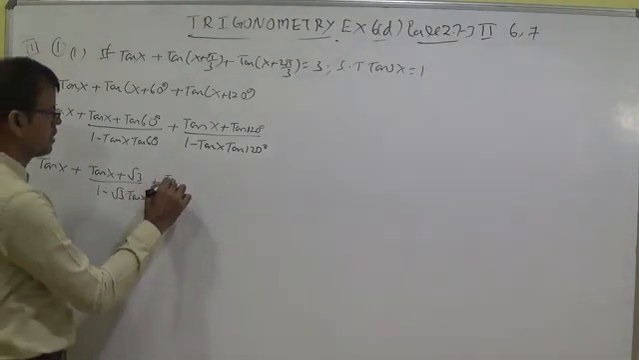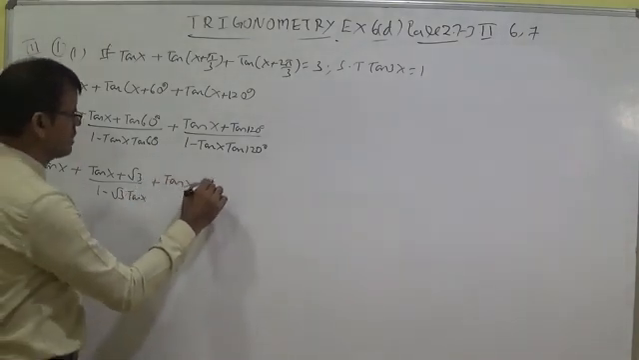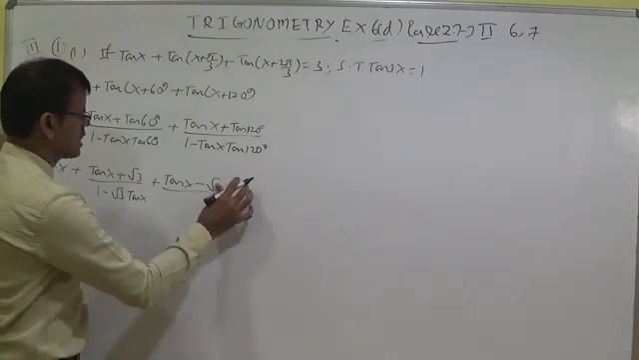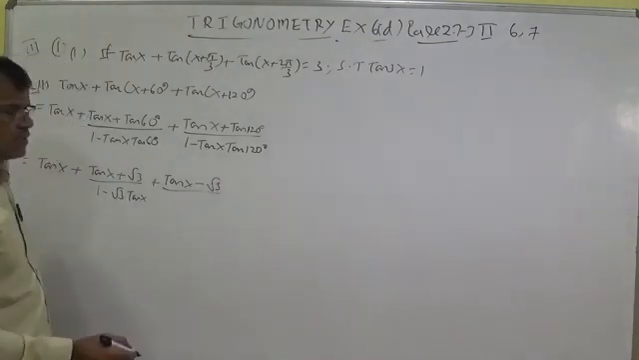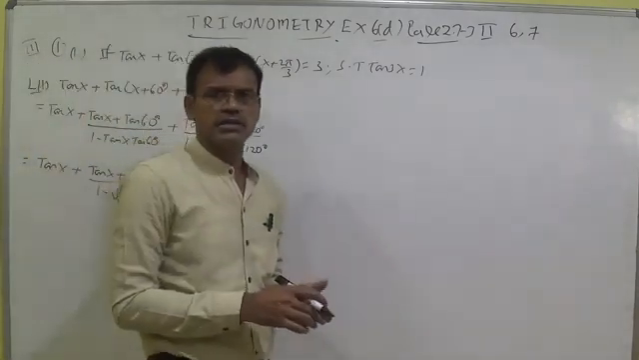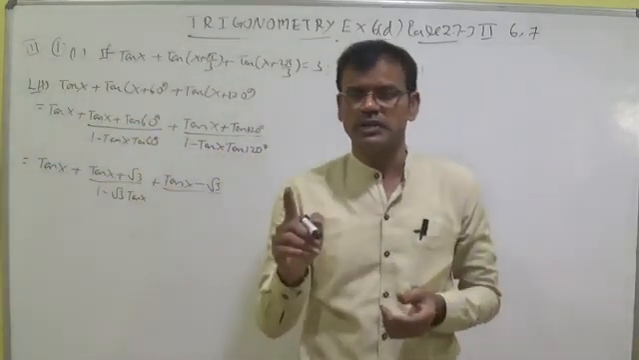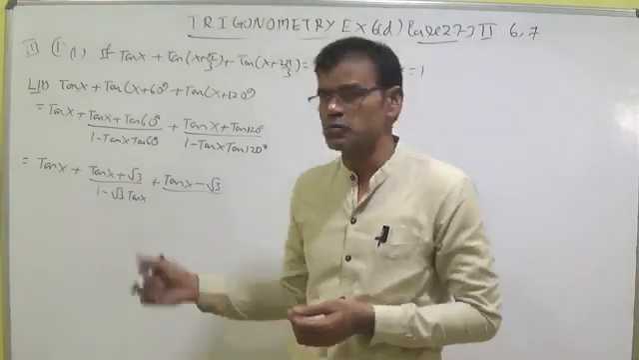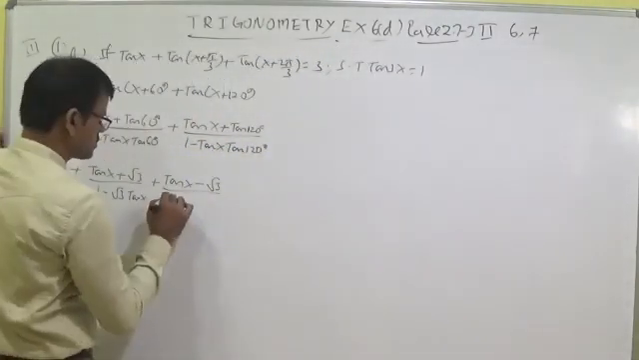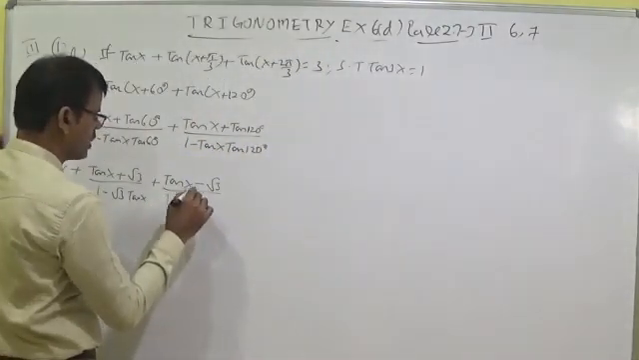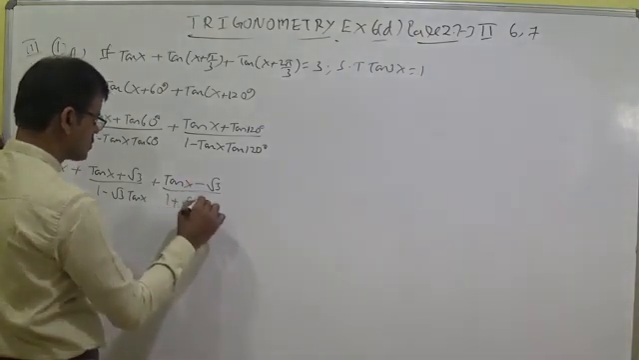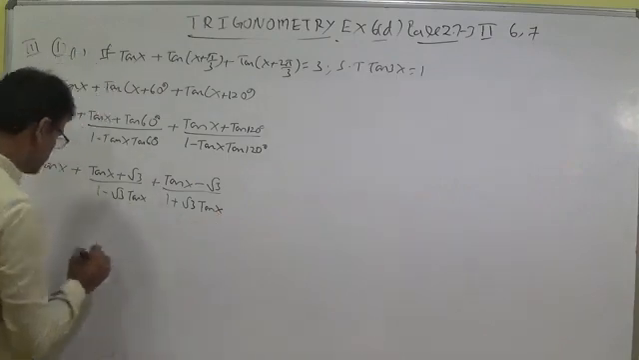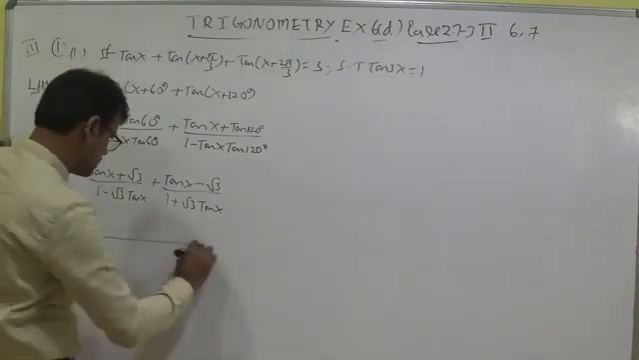Plus here also we can understand this is minus root 3, because tan 120 can be understood as tan(180 minus 60). Tan(180 minus theta) becomes minus tan theta, so tan(180 minus 60) is minus tan 60, which is minus root 3. So (tan x minus root 3) by (1 minus tan x into minus root 3) becomes 1 plus root 3 tan x. Now take the LCM.